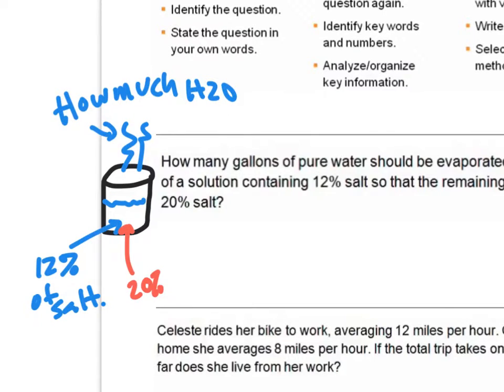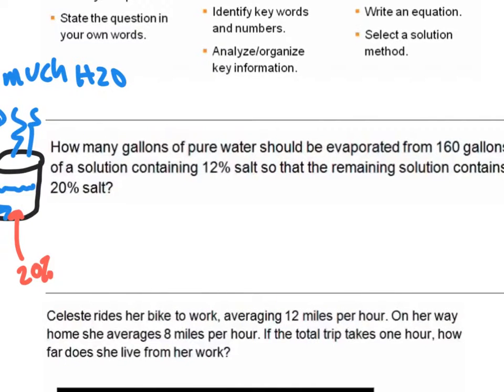We have a 12% concentrated solution of salt. So in that salt water, 12% of it is salt. The other is water. How much water needs to evaporate in order to get 20%? That's kind of what's going on. I like to draw pictures. That's what makes me happy. So the question says, how many gallons of pure water should be evaporated? That's the question.